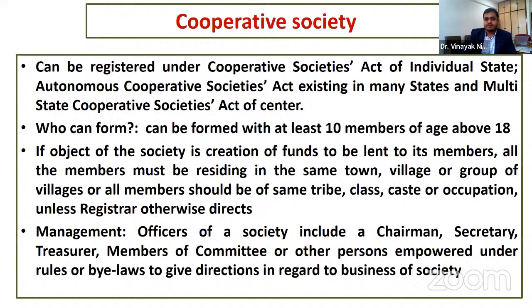What are the features of a cooperative? If we want to form a farmer producer organization as a cooperative, then it can be registered under the Cooperative Society Act of individual states, or the Autonomous Cooperative Society Act existing in many states, or the Multi-State Cooperative Society Act of the central government. More than 10 persons above 18 years of age can come together and form a cooperative. If the cooperative is involved in certain financial business, then there needs to be some similarity, either they are from the same town, caste, group, class or occupation. Management has a chairman, secretary and treasurer. Most of us know about cooperatives.